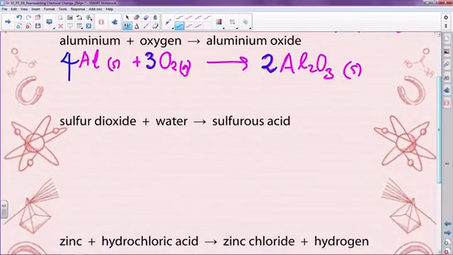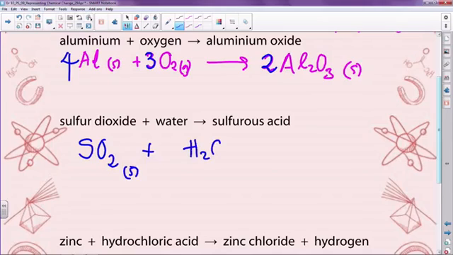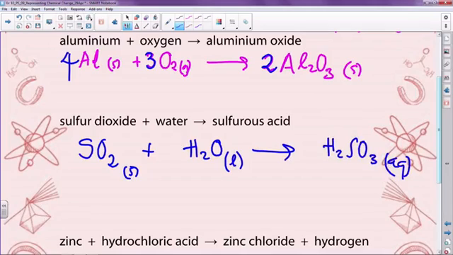Sulfur dioxide, 1:2 for sulfur to oxygen, this is a gas, reacting with water, which is a common one, it's liquid. We can think of this as the rain. It reacts to form sulfurous acid, which is the acid rain, H2SO3, which is aqueous, it's a solution. So sulfur dioxide dissolves in water to give us that.